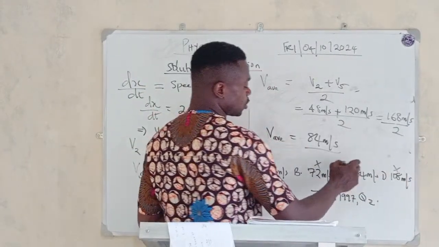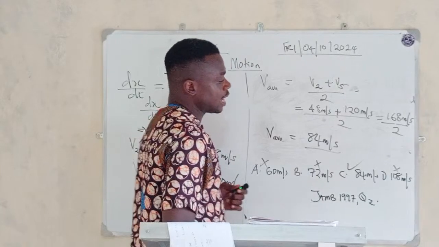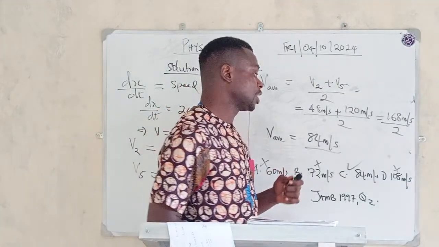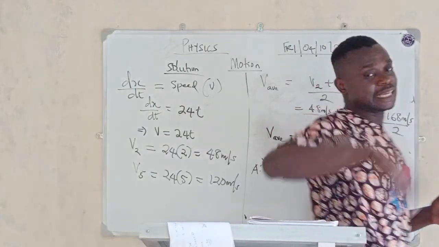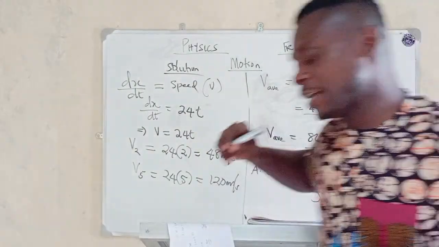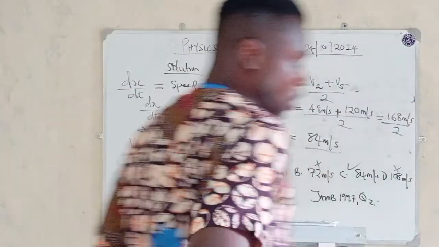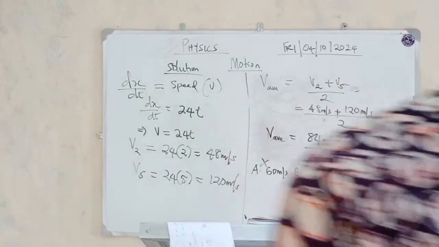So the answer is what? C. 84 meters per second. So 1 minute for us to go through it. Then I'll play and bring up another question for us to solve.